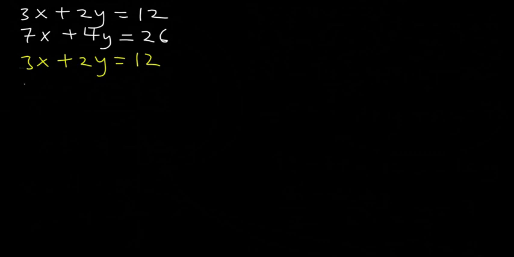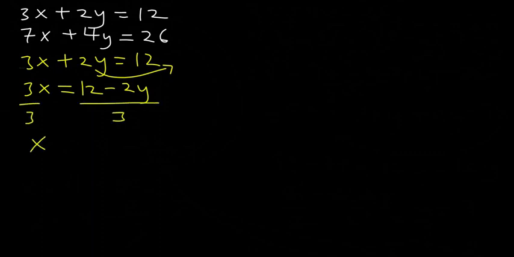So we're going to have 3x is equal to 12 minus 2y. We have just moved this 2y to this other side, and of course once it gets to the other side the sign changes to a negative. Then to find the value of x, we're going to divide through by 3 and x becomes 4 minus 2 over 3 y. So we have written x in terms of y.